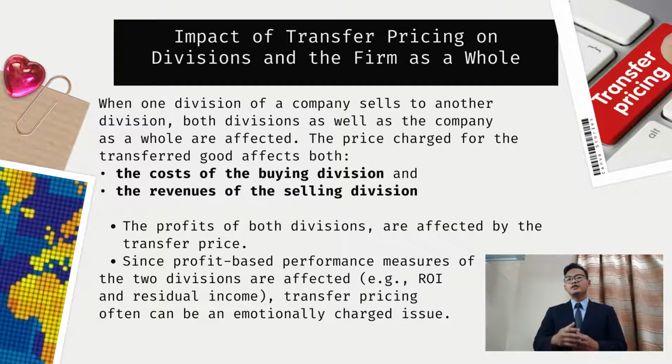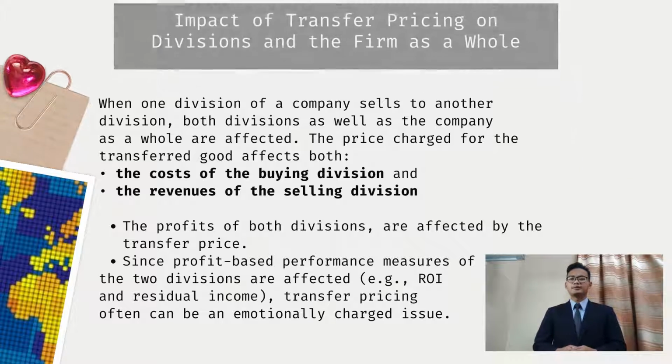When one division of a company sells to another division, both divisions as well as the company as a whole are affected. The price charged for the transferred good affects both the cost of the buying division and the revenue of the selling division. Thus, the profits of both divisions as well as the evaluation and the compensation of their managers are affected by the transfer price. Since profit-based performance measures of the two divisions are affected, for example ROI and residual income, transfer pricing often can be an emotionally charged issue.